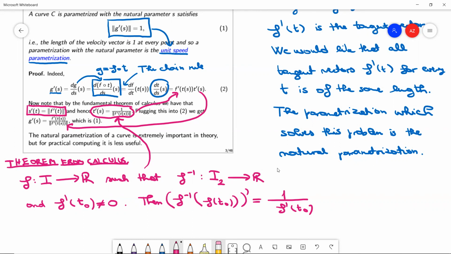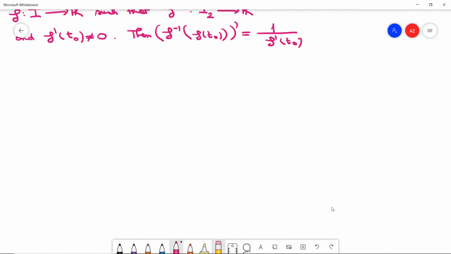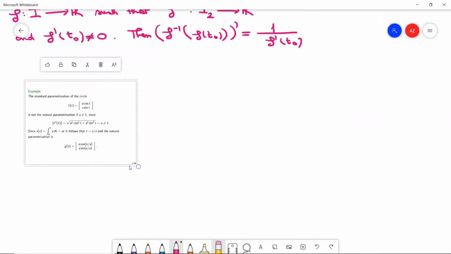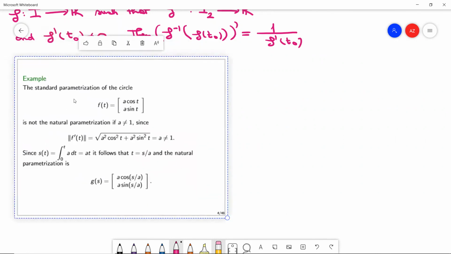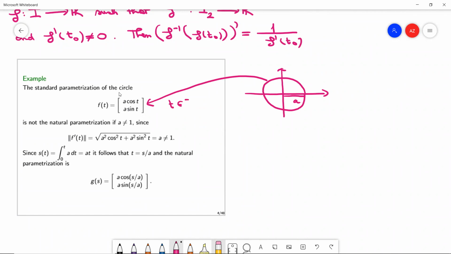Okay, and let's look at one example. This will also be important later when we define curvature. Especially this example will be important. So we have the circle, and we have the standard parameterization of the circle. This is the circle with radius a. So let's say this is a. And this is its standard parameterization, you already know. So a times cosine t and a times sine t. And here t runs from 0 to 2 pi.